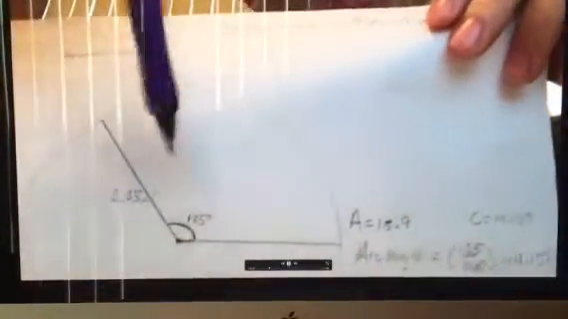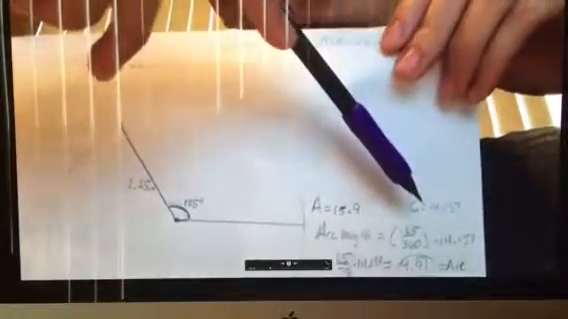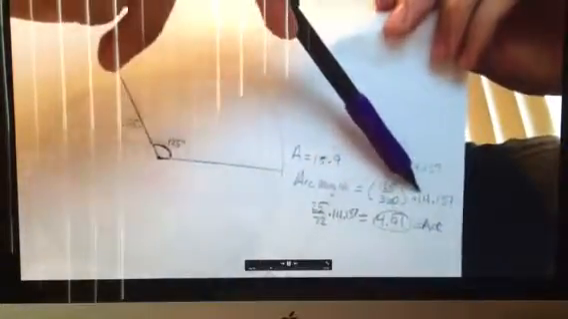Next, we are going to find out our sector area. So our formula for finding our sector area is going to be area of the entire circle times arc divided by 360. So from our last formula, we're going to need to find our arc length. So I'll set it up here. Here's our angle, 125. Our area is 15.9. Our circumference is 14.137. So once we plug all that in, we're going to get 125 divided by 360 times 14.137.